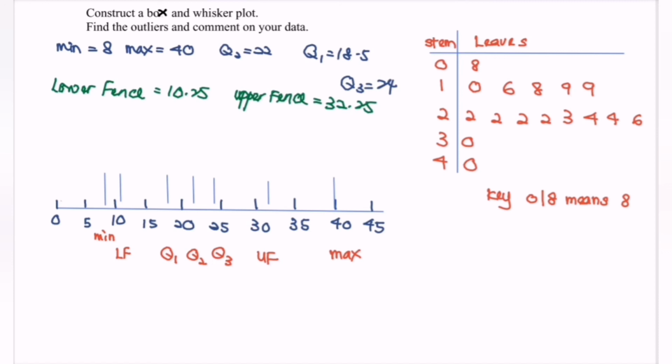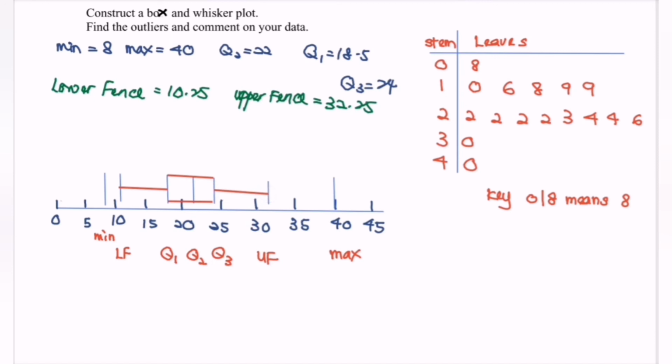Next is connecting the Q1, Q2, and Q3 to become a box. So here we have a box. Next is connecting the lower fence to the Q1. Next, connecting the Q3 to the upper fence.